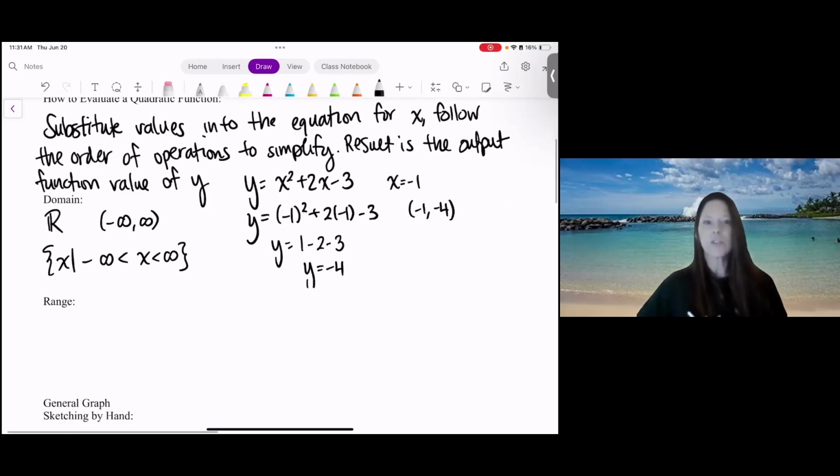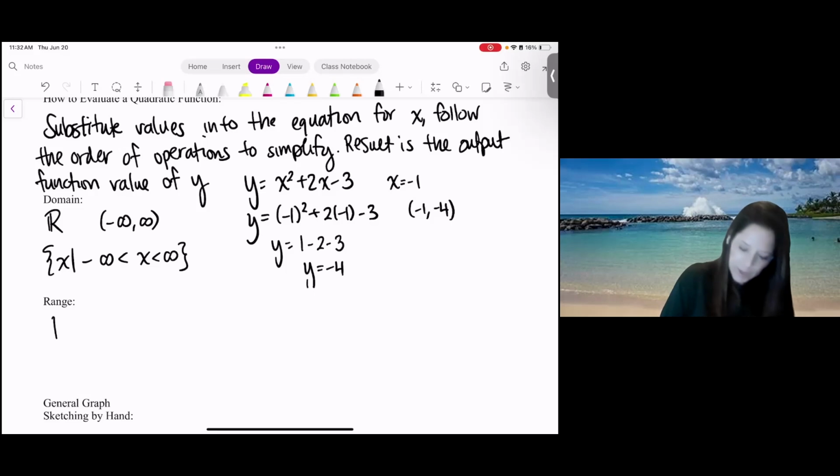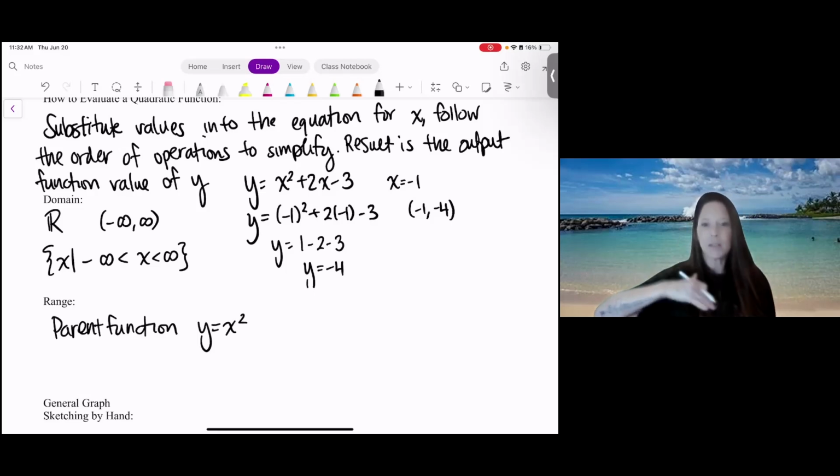The range of the function, I'm going to talk about the parent function here. If you transform it, your range will change. The range of your function, if you have a quadratic and you are taking some number and squaring it, that's always going to be positive. So this is for the parent function. Any positive number squared is going to be positive. Any negative number squared is going to be positive.